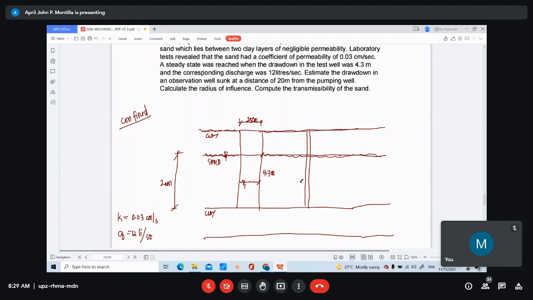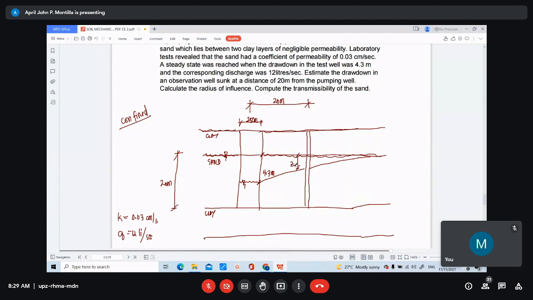Yung mas manipis. And then sunk at a distance of 20 meters from the pumping well. Pag sinabing from the pumping well, with respect sa center line palagi. At hindi sinasabi, this is 20 meters. Ngayon, magkakaroon din ng drawdown doon. Maapektuhan siya. Ang pinapa-compute, ano daw yung drawdown dito?